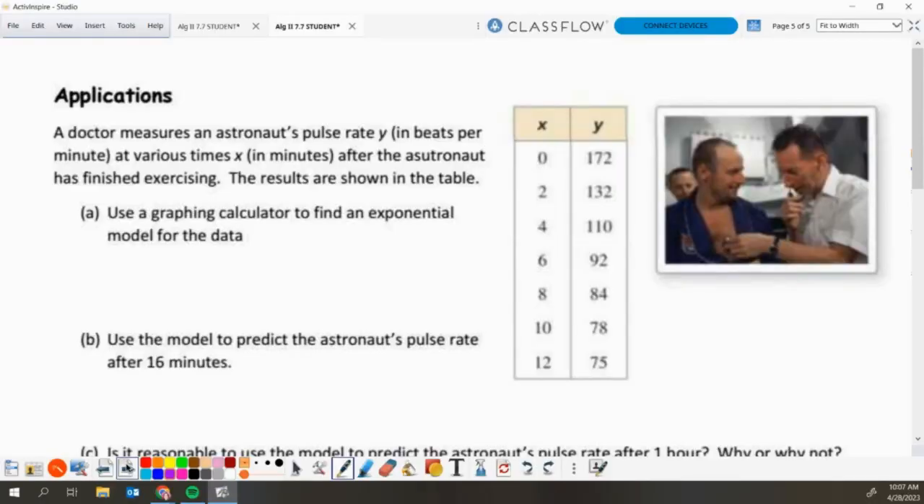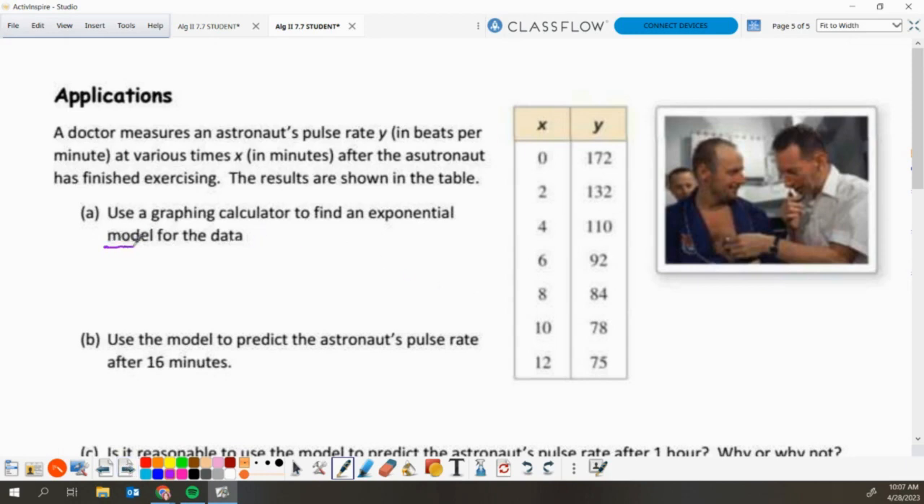Again, they're giving you a table of values. They're just giving it to you in a real-world situation. So a doctor measures an astronaut's pulse rate, which is the Y, in beats per minute at various times X in minutes after the astronaut has finished exercising. The results are shown in the table. Part A, use a graphing calculator to find an exponential model.